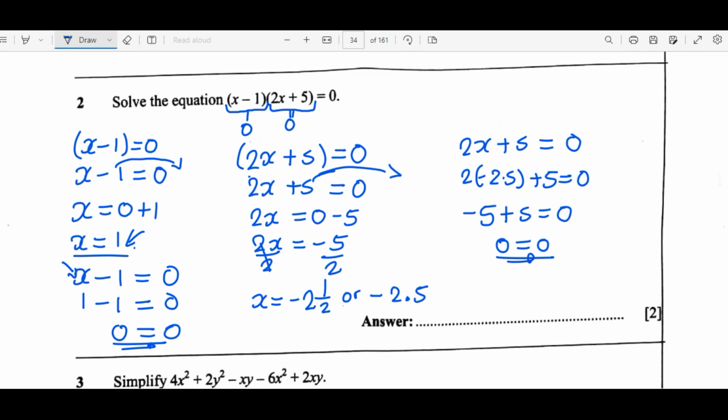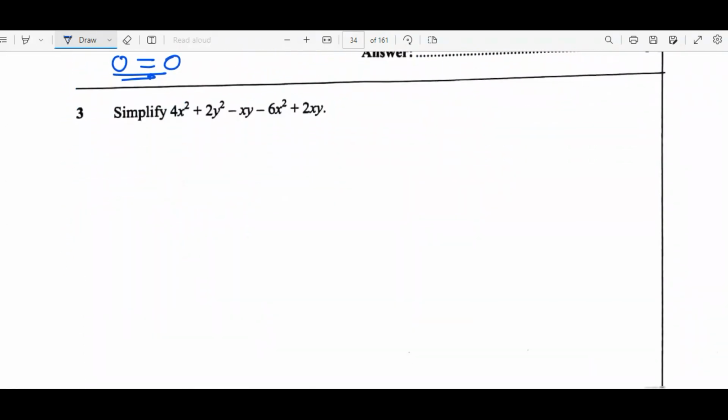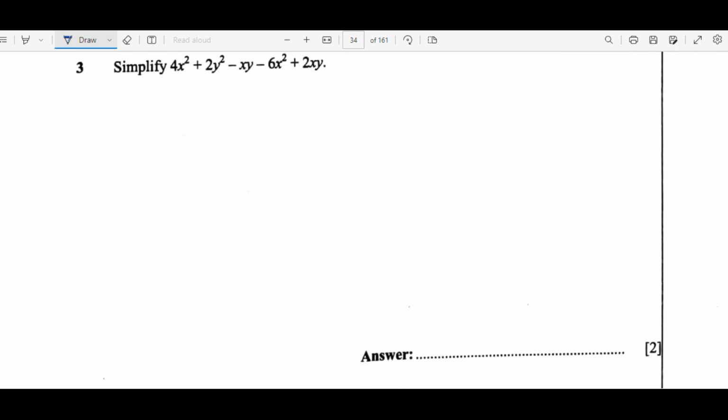Whenever you are given a question like this, the values of x must be the numbers that, if you substitute them where there is x, give you the value 0. We can see that this whole thing must be equal to 0. So if we put our x here and the other x here, if you do the mathematics, it must be equal to 0. So let's try question 3.